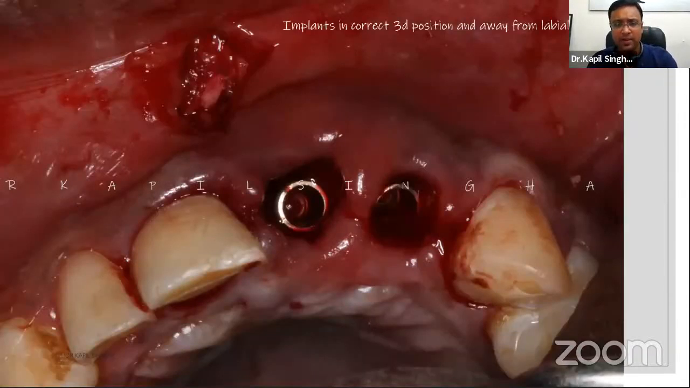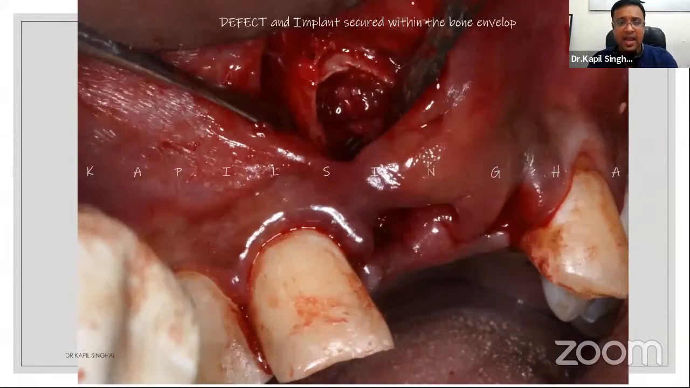Okay, so the implants were placed and you can see my implants in a correct position away from the labial plate, and you can even see the implant is within the bone envelope. Whenever you are grafting anything, make sure that your implant is not outside the bone envelope. If it is outside the bone envelope, your grafting will not be stable there, and there are high chances that your implant will fail. What is a bone envelope? An envelope of bone coming from the adjacent area. So my implant should be within the confines of the adjacent bone.